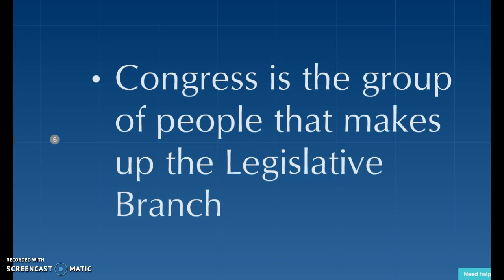Now, in the legislative branch, we have something called Congress. Congress is going to be the body that really is the one that comes together to write these laws and make these laws. Congress is the group of people that's going to make up that branch.